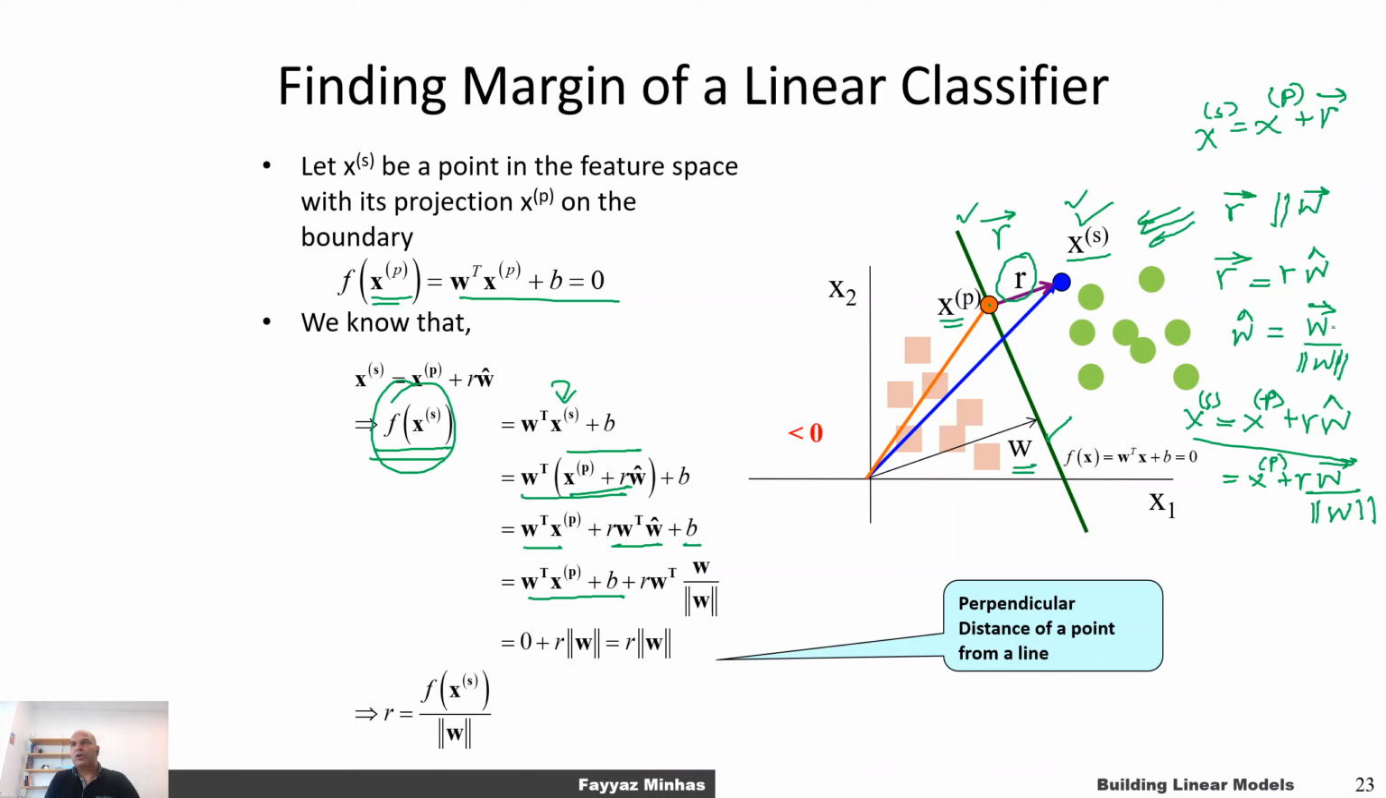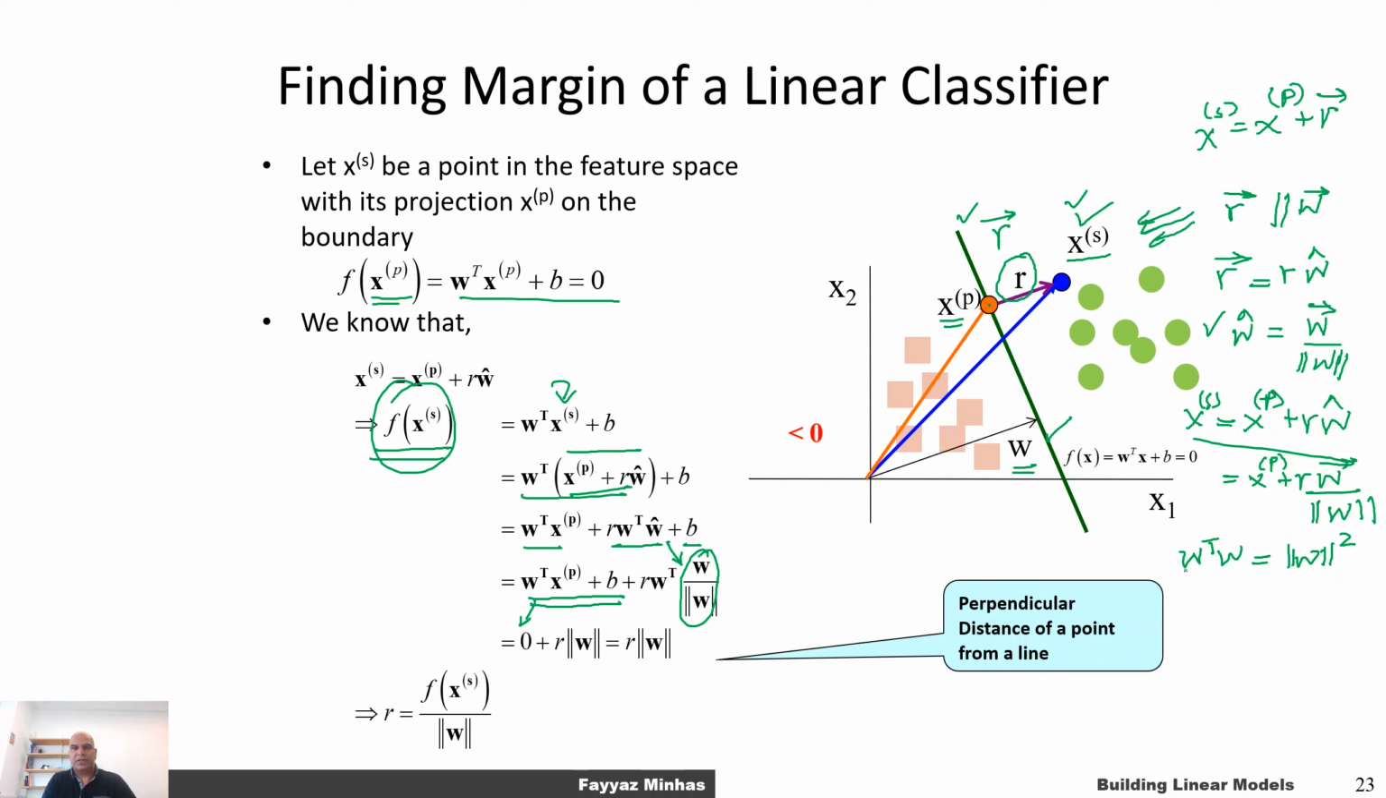We've already talked about that the unit vector of a vector is the vector itself divided by the norm of that vector. So that's what we've done here. This thing is equal to this thing, so we've plugged that in. Once we do that, we already know that because point xp is on the line, W transpose xp plus b is going to be 0. So this thing goes to 0. We also know that the dot product of a vector with itself is equal to the square of its norm, and we've shown that in our previous exercises as well.